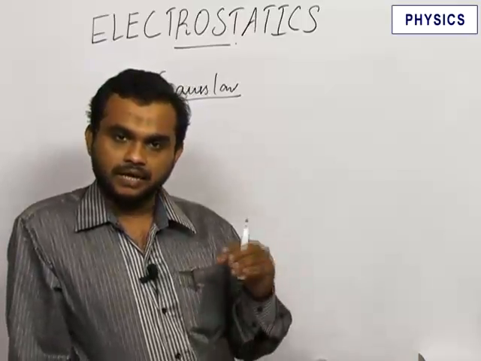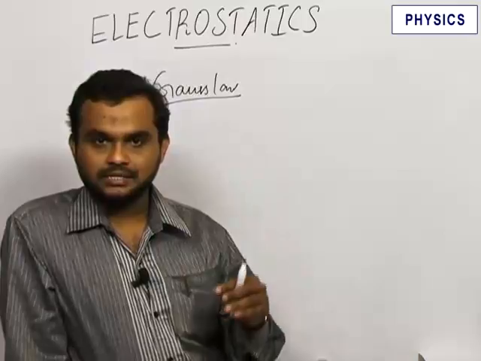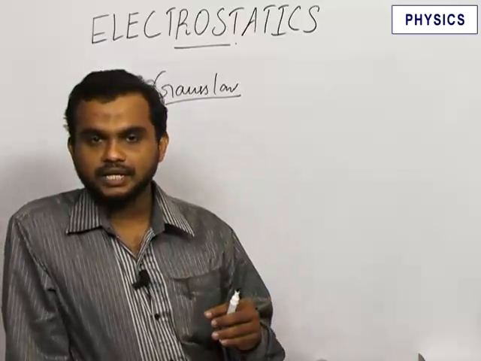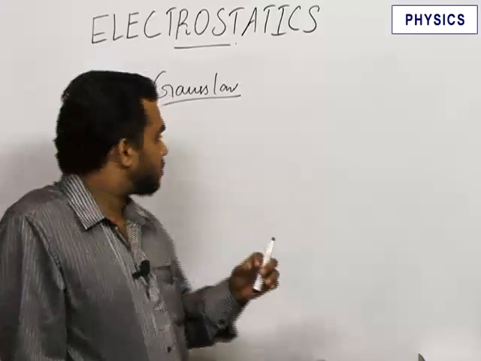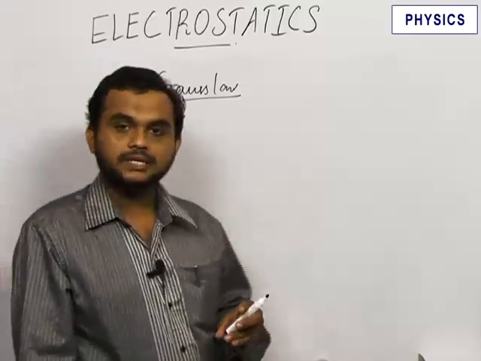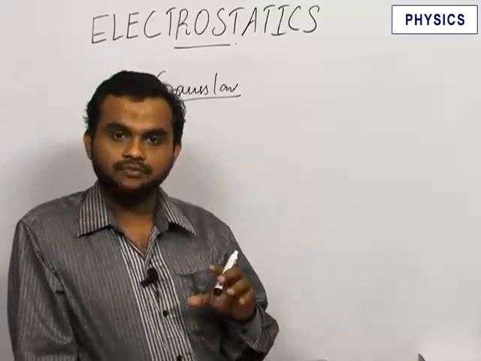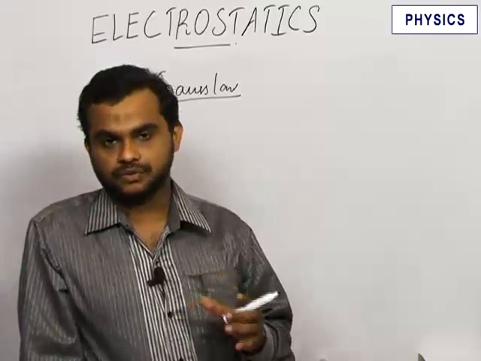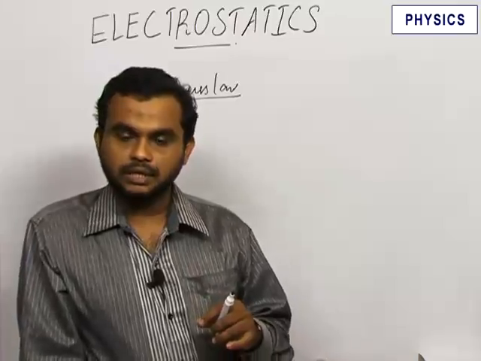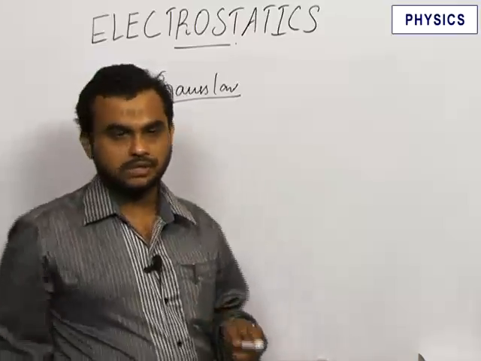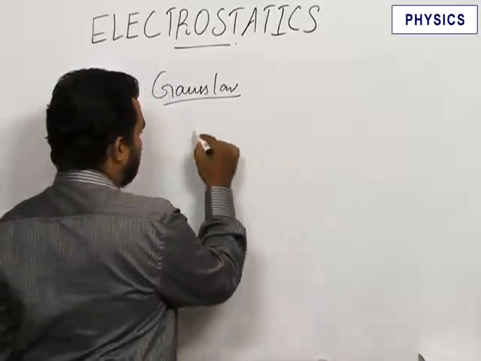That means for a symmetrical charge distribution there is an easy way to find the electric field at a point, and this is Gauss law. It says that the total electric flux through any closed surface is 1 by epsilon 0 times the charge enclosed by the closed surface. It can be any closed surface.